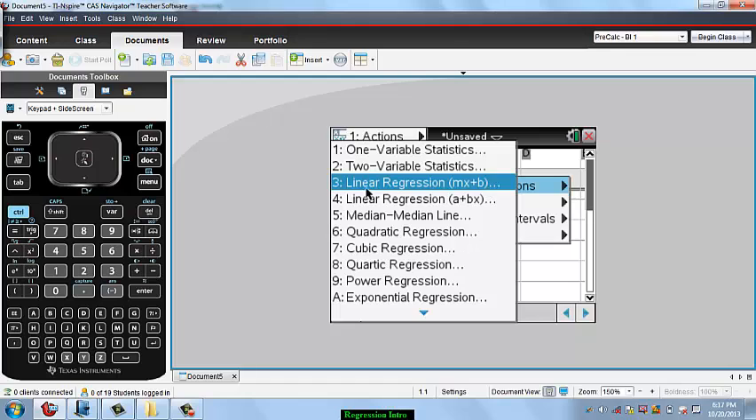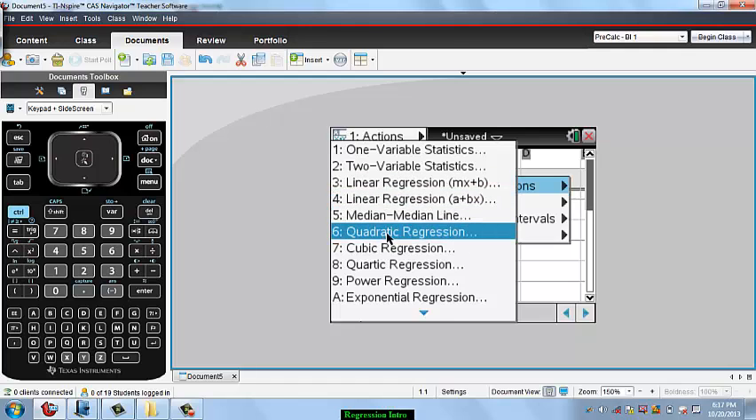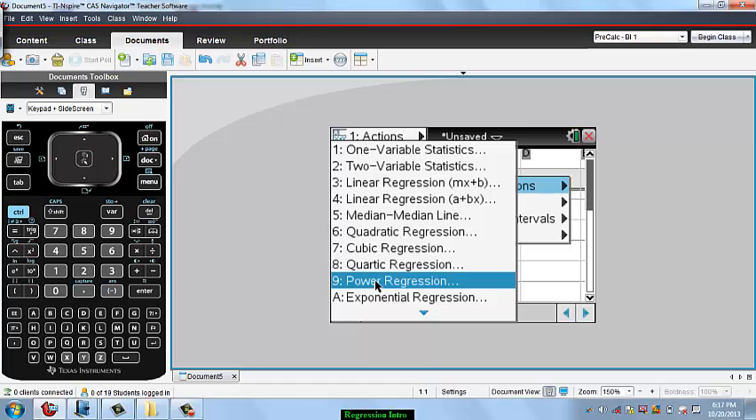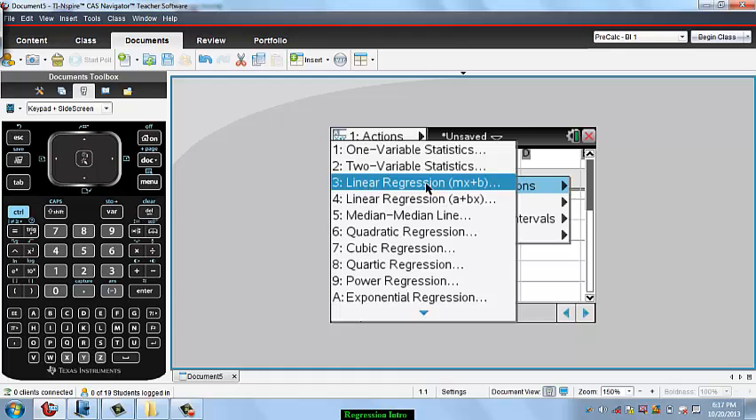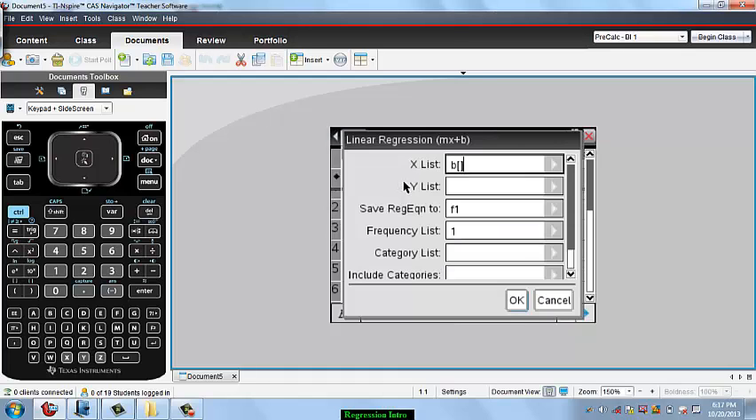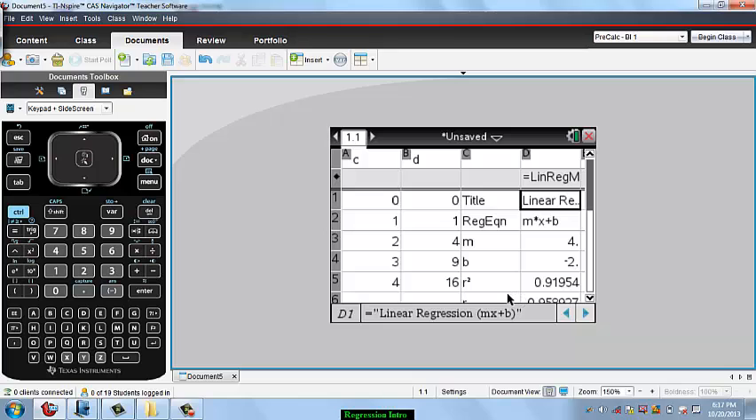Again, I told you we're going to use either 3, a quadratic is 6, 9 is a power, or A is exponential. So the first thing we're going to use, please use the 3, not the 4, but we're going to do linear. And when you put it here, this screen's going to come up. You have to tell what you put in your X and Y list. So we had a C in for X. Tab down and arrow over and put a D here. And then it tells you where to save your regression equation to F1 and your frequency list and all this type of thing. All you got to do now is click OK.